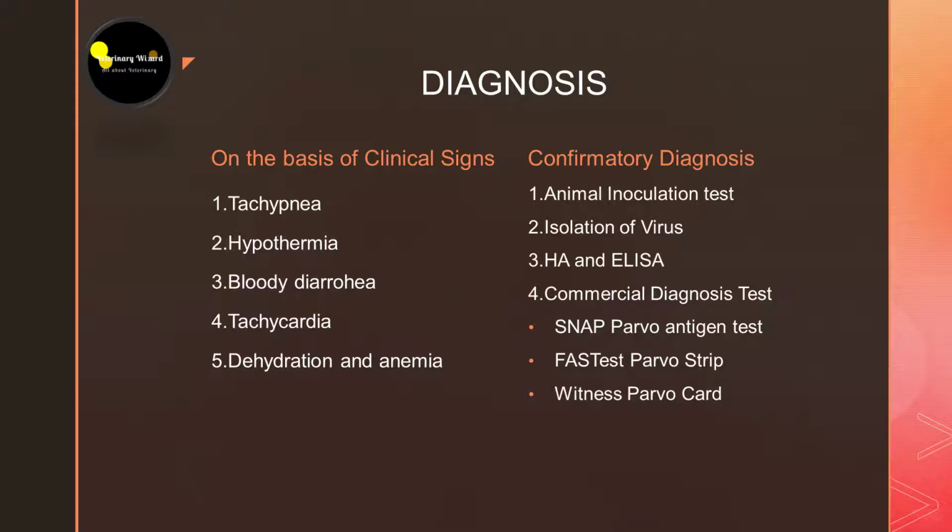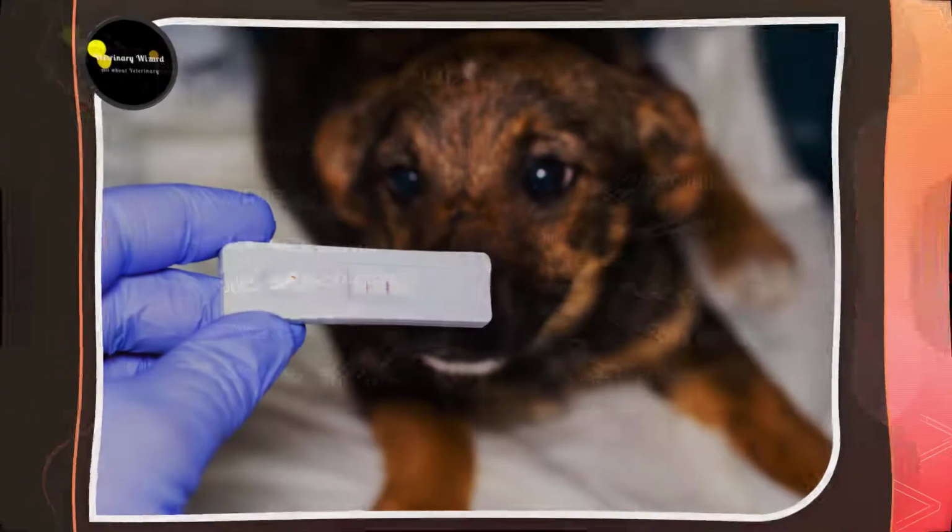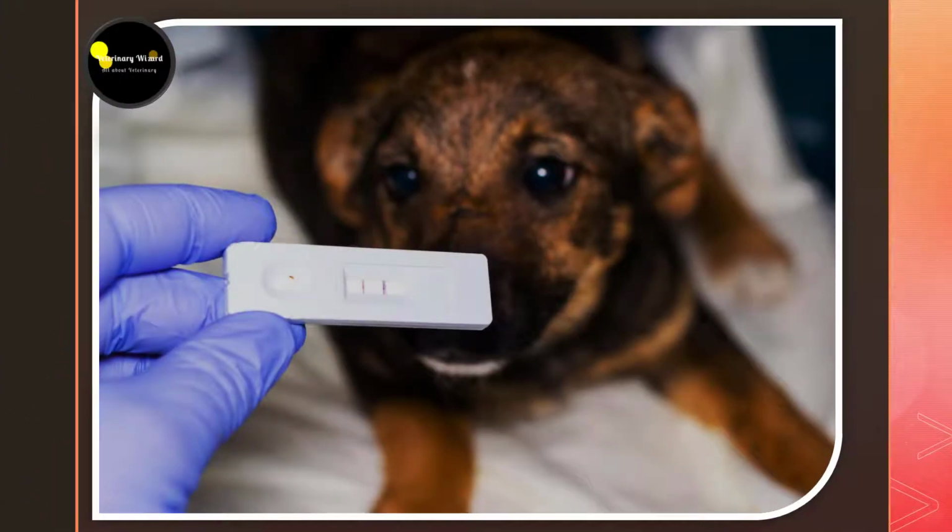SNAP Parvo Antigen Test is based on enzyme-linked immunosorbent assay technology. The Fastest Parvo Strip is a lateral flow immunochromatographic test. And Witness Parvo Card is also based on radioimmunomigration technology. This picture shows a positive parvo test in a puppy using a commercial diagnostic kit.